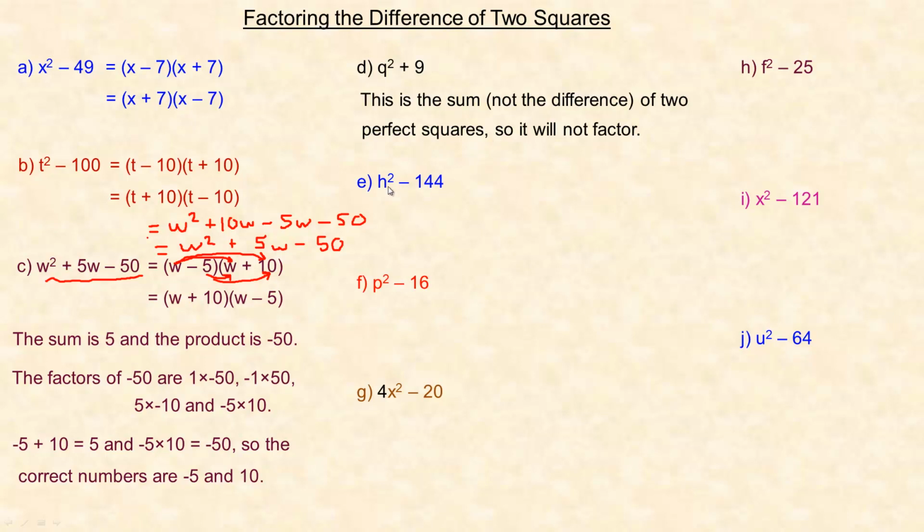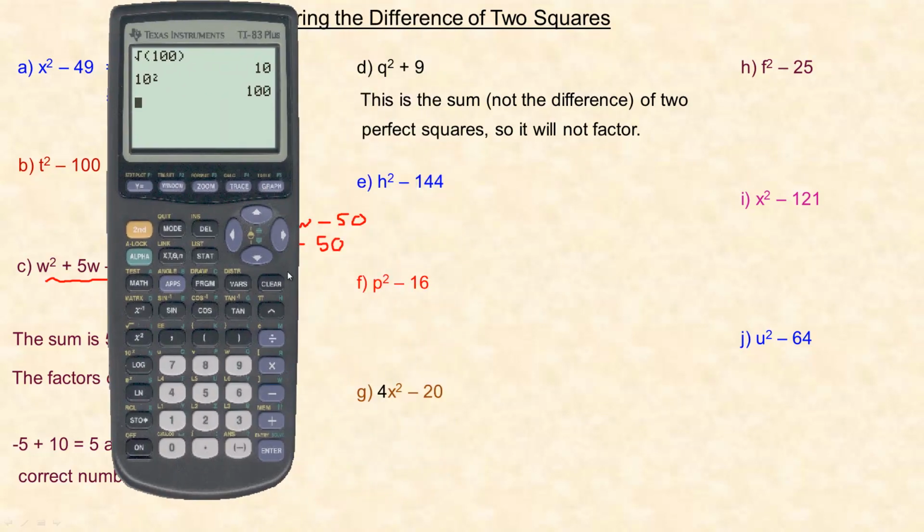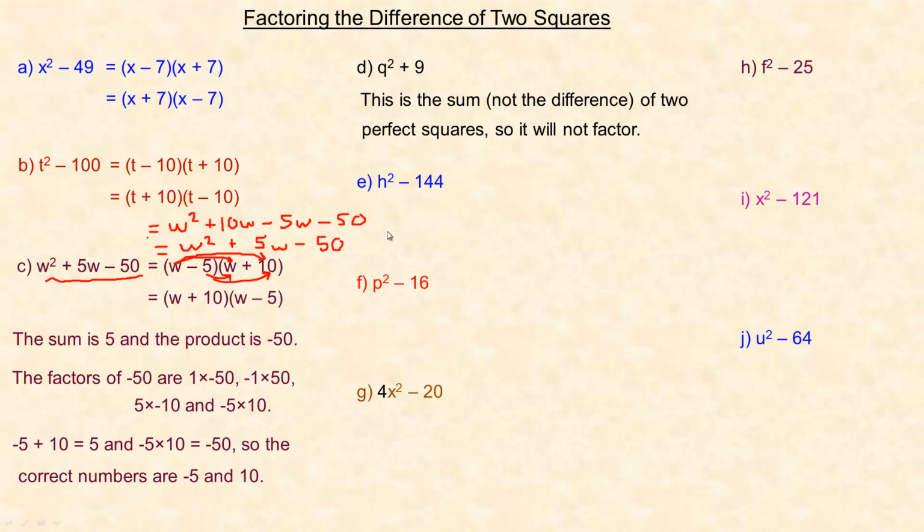For E here, h squared minus 144. H squared is a perfect square. 144 is 12 squared. Remember, if you forget your perfect squares, square root of 144 works out to exactly 12. 12 squared is 144, so that is a perfect square. So this will factor into h minus 12 times h plus 12, or if you want to write the h plus 12 first and the h minus 12 second, that's just as good.